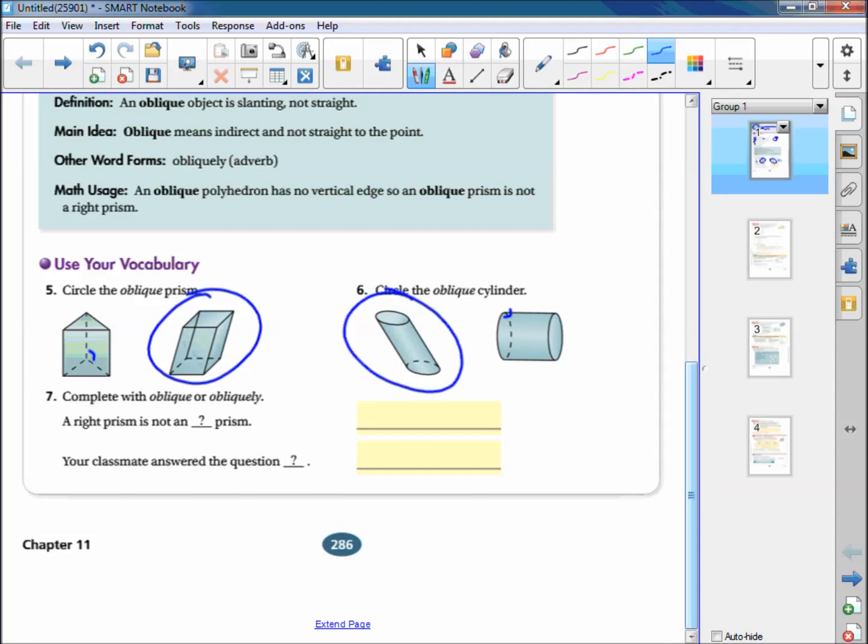All right. Number 7, complete with oblique or obliquely. A right prism is not an oblique prism. It's not going to be slanted. And your classmate answered the question obliquely. That means they answered it, but they went a roundabout way to get to it.